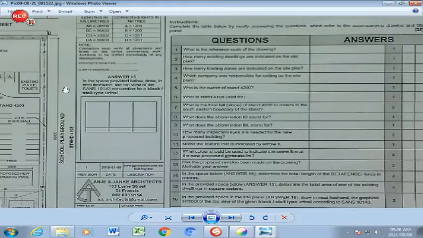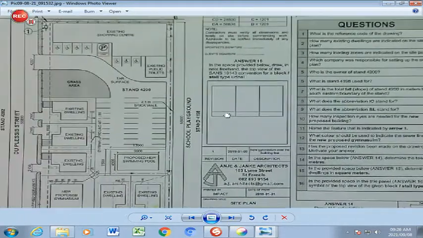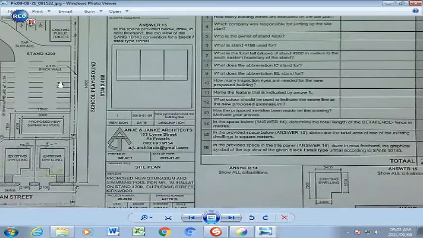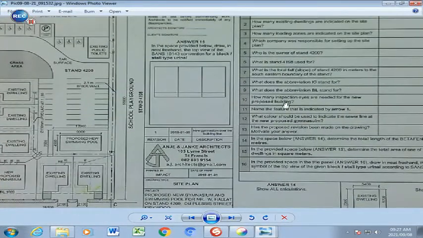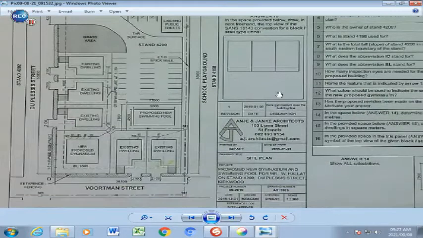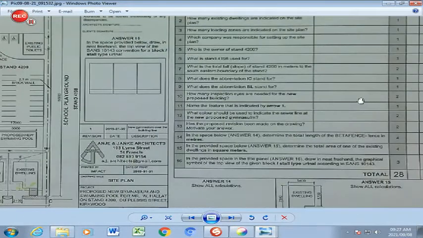Question number 8, we ask what does the abbreviation IC stand for, and that's going to be inspection eyes, which you see here by the drainage. And then you will also look at number 9, which the abbreviation BL stands for. That is going to be the building line, and that's the line that you will see formulating here, where no buildings should exceed. Question number 10, how many inspection eyes are needed for the new proposed building? We're going to go to the new proposed, and you will see IEs are there. There are 4 of them, and that's what you are going to write in there as an answer to number 10.